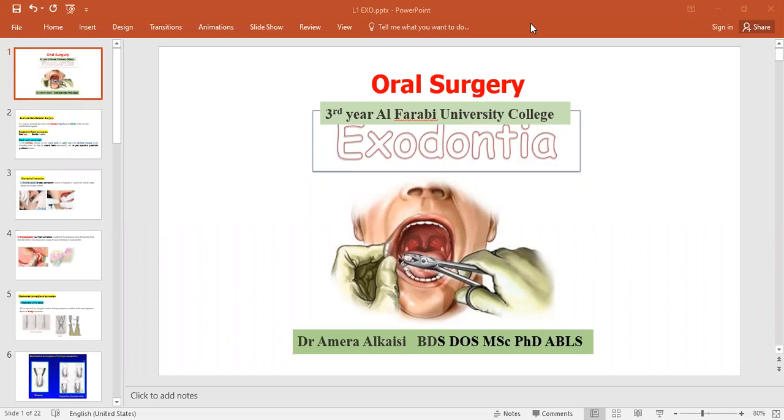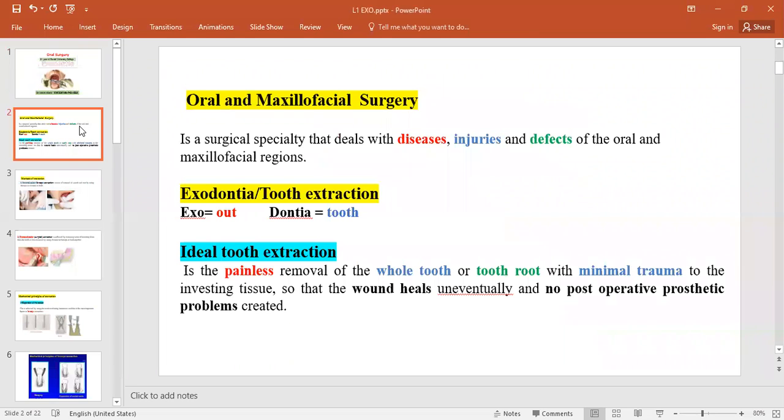My first lecture is Exodontia. What's the definition of oral and maxillofacial surgery? It's a specialty, or subspecialty, in surgery. We deal with diseases, injuries, and defects in the oral and maxillofacial area. This is any disease like cancer, which we can remove. Injuries like fractures, injuries to soft and hard tissue, and defects like cleft lip and cleft palate and others.